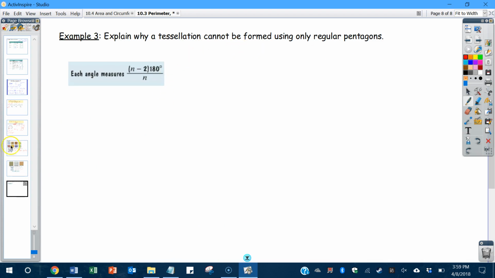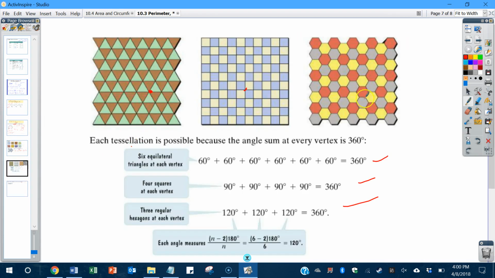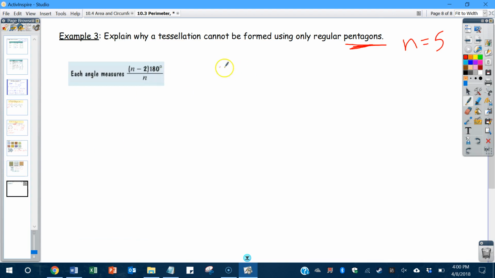Okay, so this says explain why a tessellation cannot be formed using only regular pentagons. So pentagons, n equals 5. It's similar to those last examples where we had triangles, squares and hexagons. This is saying that we actually can't make tessellations with pentagons, and we're about to prove it.